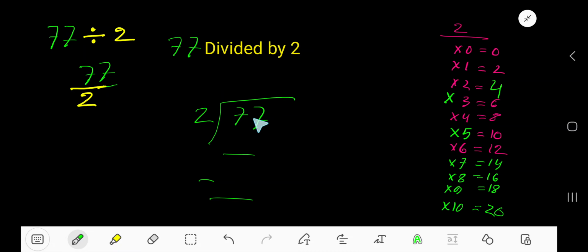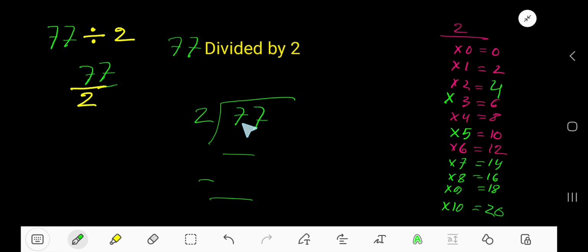77 divided by 2. Since 2 is the divisor, we need the multiplication table of 2. 2 times 0 is 0, 2 times 1 is 2, 2 times 2 is 4, 2 times 3 is 6, 2 times 4 is 8. To find the multiplication table of 2 easily, just add 2 to the previous step. 0 plus 2 is 2, 2 plus 2 is 4, 4 plus 2 is 6, 6 plus 2 is 8, 8 plus 2 is 10.